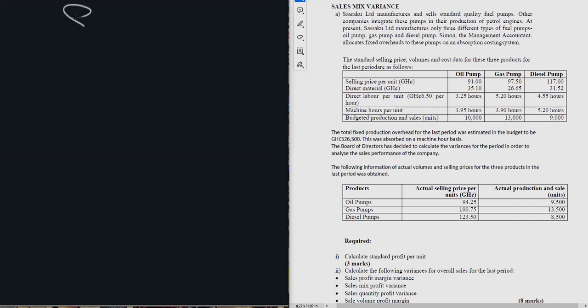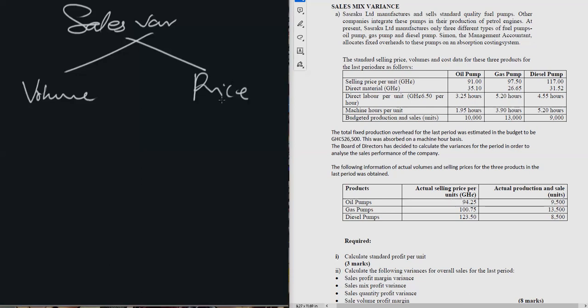Now, when you look at the sales variance itself, it is two types. We have the volume variance and we have the price variance, right? Now, volume can actually be broken down into sub-variances. Only the quantity variance can be sub-broken down. Just like material can be broken into mix and yield, labor can also be broken into mix and yield. That is, the quantity can be broken into mix and yield. It's still the same as what you did for material.